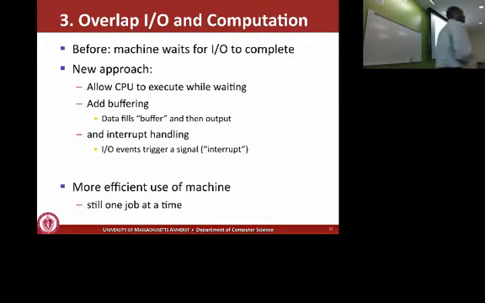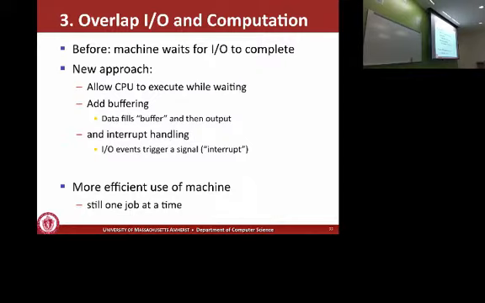The next step in the evolution was the ability to overlap I/O and computation. So what does this mean? Let's assume that you have loaded one program and it's a process. It runs for a while on the CPU. Then let's say it has to do I/O. It has to read or write some data. That's what we mean by I/O.